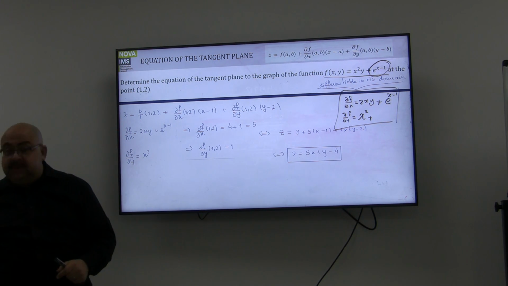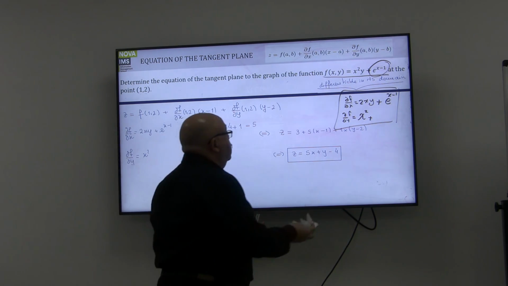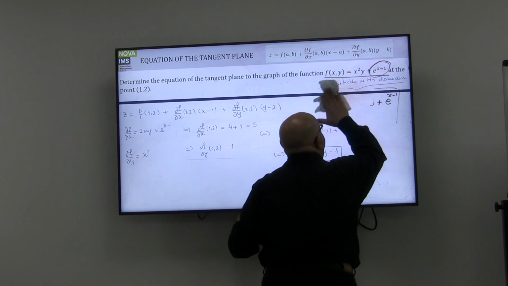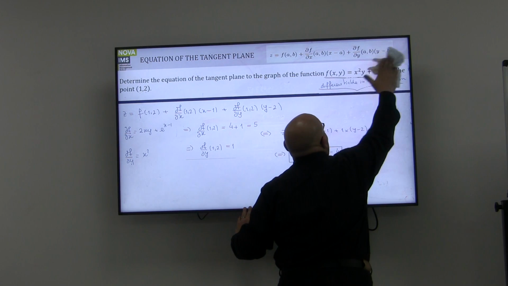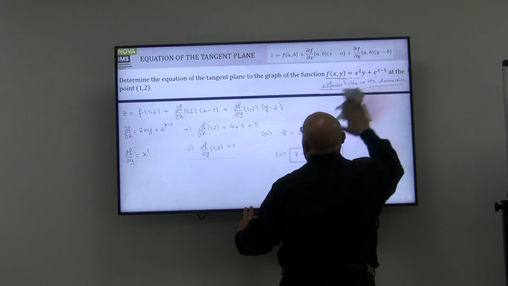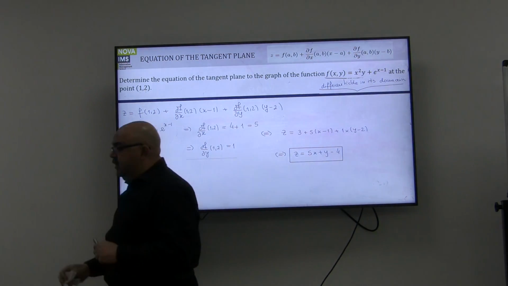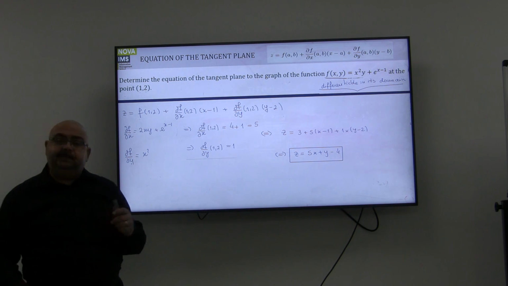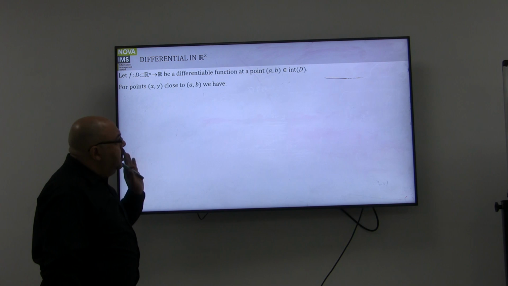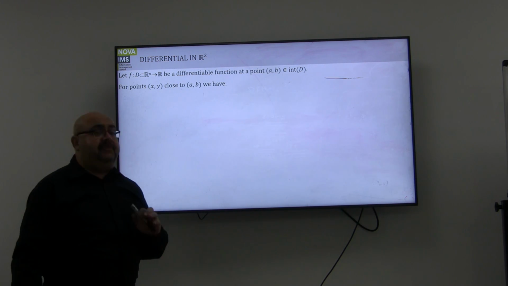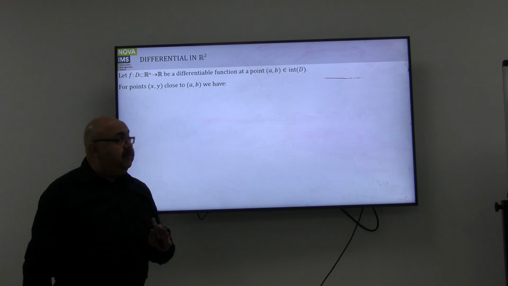As I told you, this part is very, very simple. Once you go over the remainder term and the limit existence, you will be able to find the tangent plane and to prove the differentiability, as you can see. In order to find what are called the differentials in R2, it's really very simple.